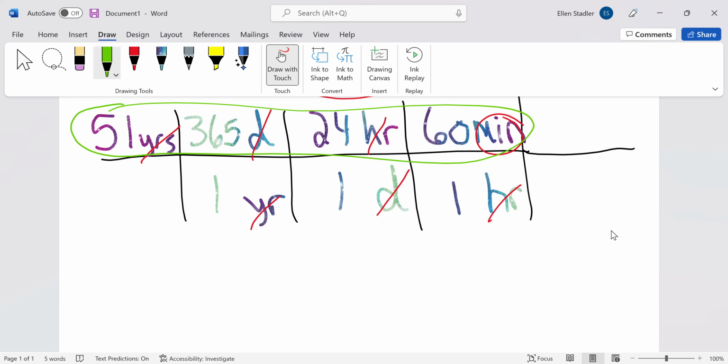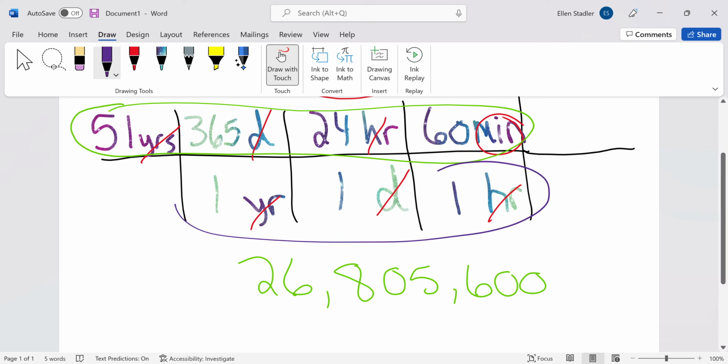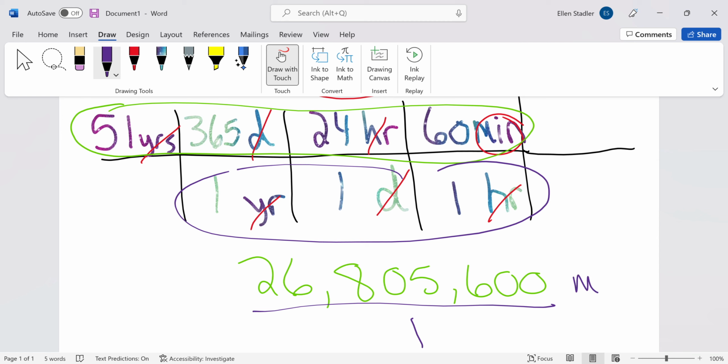Your number should be smaller than mine. I get 26,805,600. I should check the bottom because I do multiply everything on bottom as well. This bottom turns out actually very nice because it's all ones. So my answer's over 1. So my answer is that I am 26,805,600 minutes old. Now, I didn't account for the fact that I'm actually 51 and a half, but that's okay.